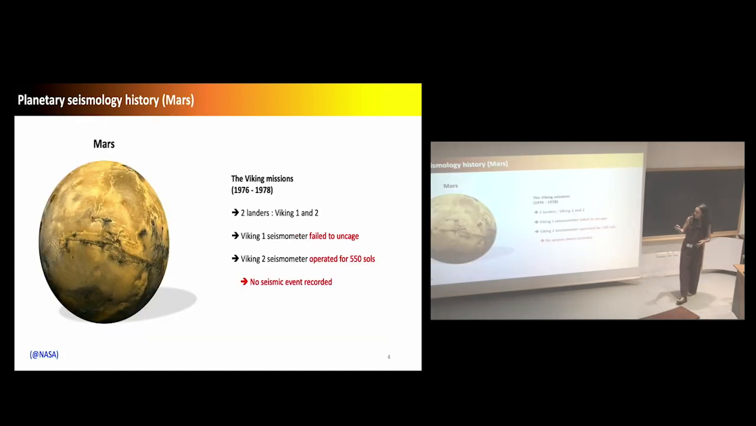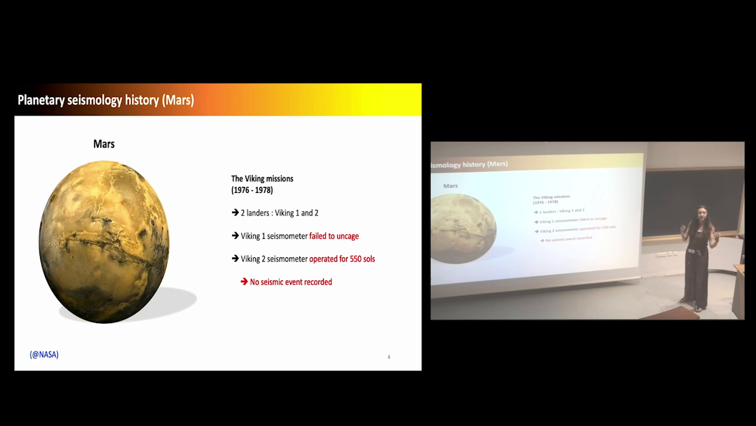And then Mars. They started with the Viking mission. The Viking mission was composed of 2 landers, Viking 1 and 2. On both landers, they had seismometers, and the seismometer was fixed on the lander. For Viking 1, the seismometer actually failed, so they couldn't operate it. For the second one, it operated for 550 sols.